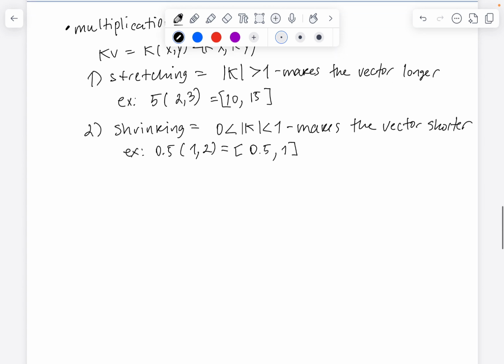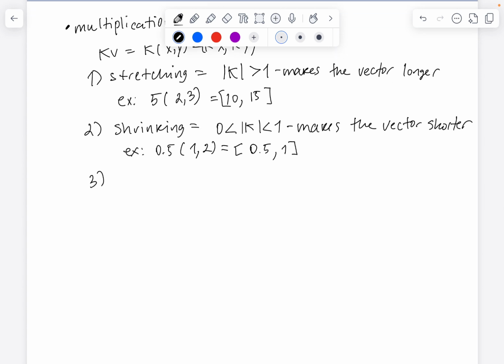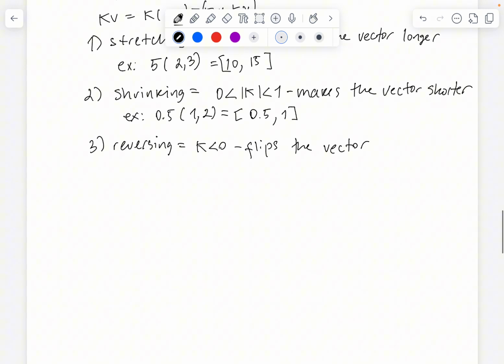And now the third case, it's reversing. And it's when k is less than 0, so it flips the vector. So for example, we have -3 times 5 and 2. It's gonna be -15 and -6. So it's gonna flip our vector.